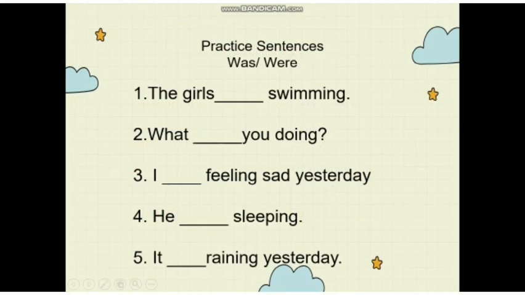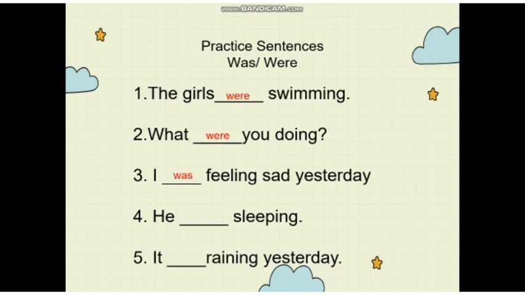Okay, now children, here are some practice sentences for you all. Let's see how you do them. The first sentence, the girls dash swimming. Yes, correct. The girls were swimming. Now second sentence, you have to use was या फिर were. So now the sentence is what dash you doing. You के संग क्या लगेगा? Were. What were you doing?